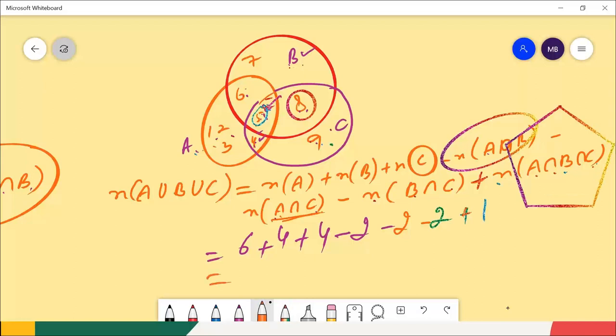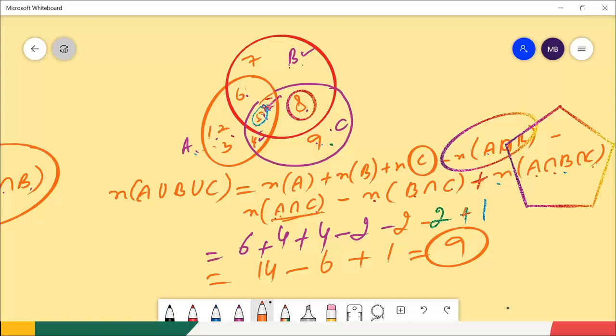So in total we got 6 plus 4, 10, plus 4 is 14, minus 6 plus 1. This is 8 plus 1, 9. So there are 9 elements. So we have 1, 2, 3, 4, 5, 6, 7, 8 and 9. Total 9 elements. So this is inclusion-exclusion principle.